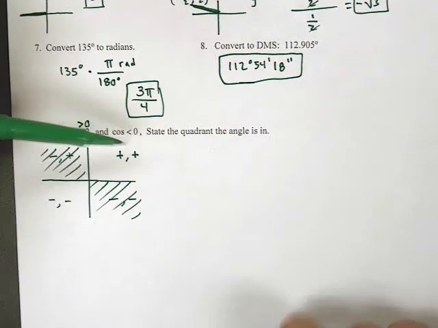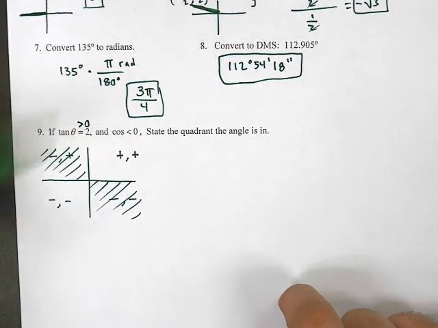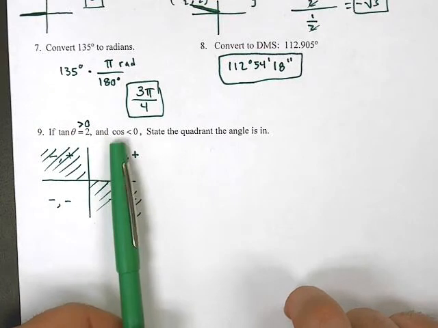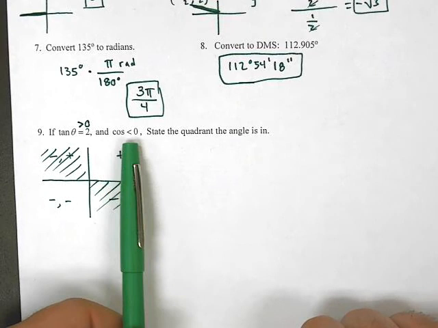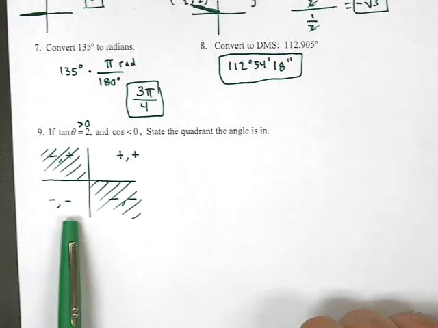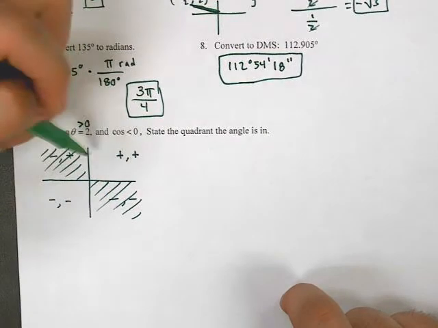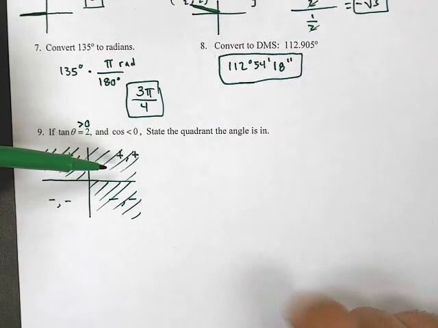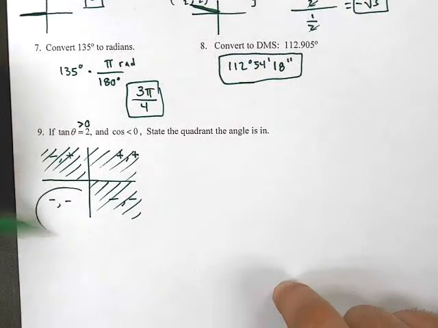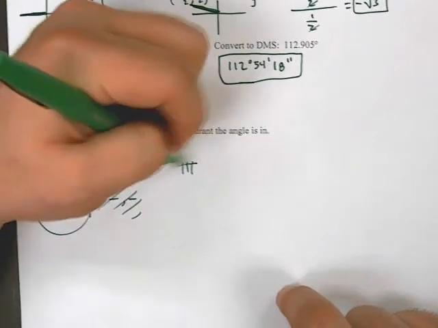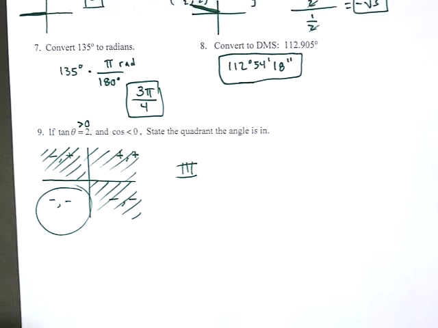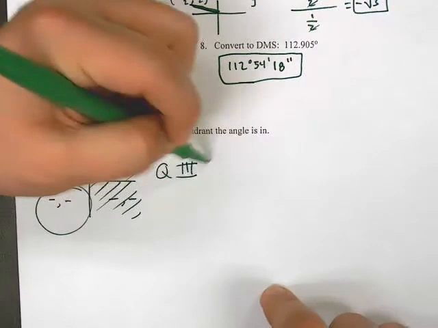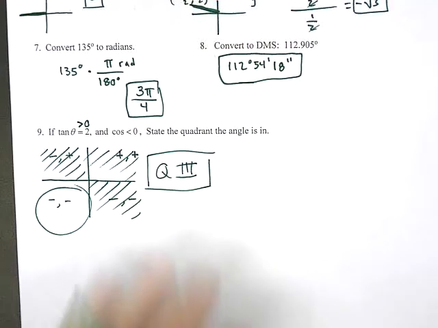Well, I also know that cosine must be less than 0. Cosine goes with the x-coordinate, and which one's negative? Or which one's less than 0? Quadrant 3. Quadrant 1 is no good because cosine is not less than 0 in quadrant 1. Our answer is quadrant 3. Alright, hopefully that makes sense. I don't think that's too bad.